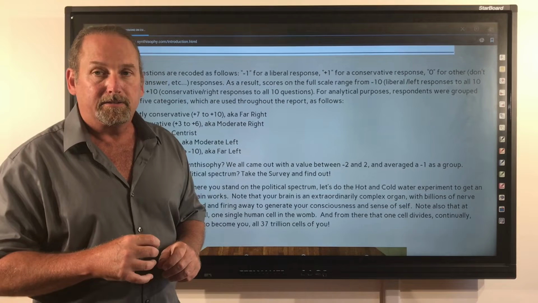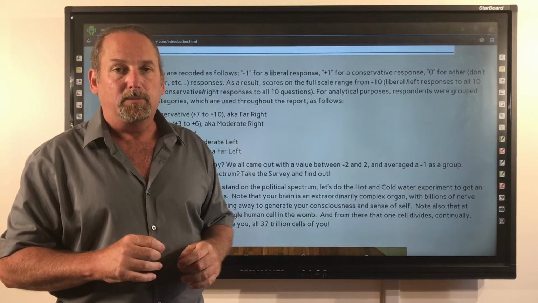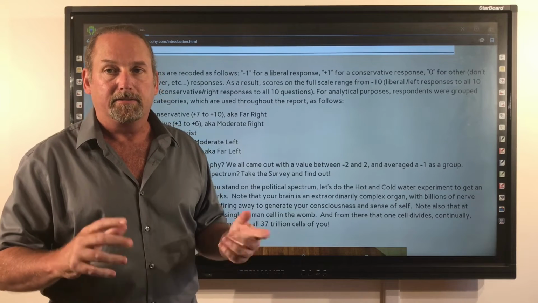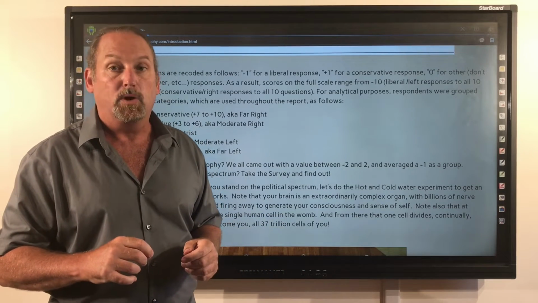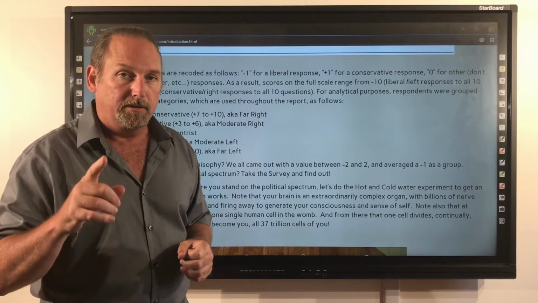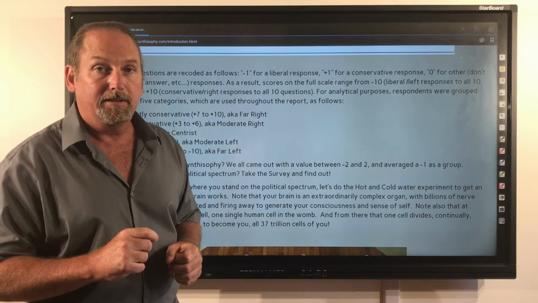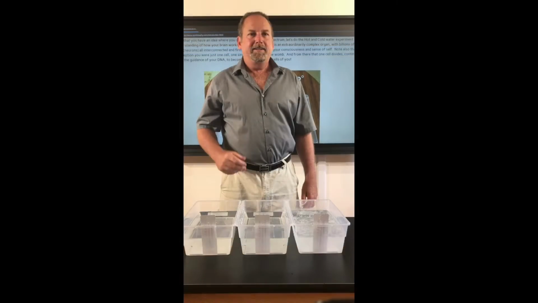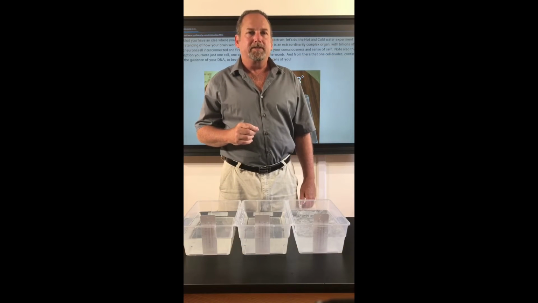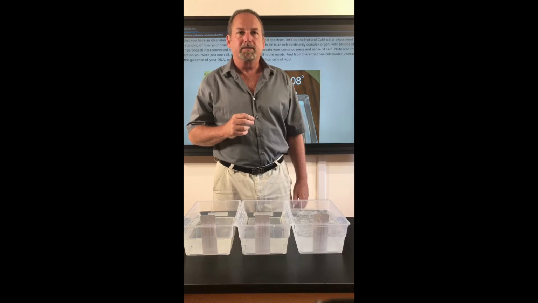How did we all do on the survey here at Synthisophy? We all came out with a value between -2 and +2, and as a group, we averaged -1. The question now is, where do you fall on the political spectrum? Take the survey and find out. Now that you have an idea where you stand on the political spectrum, let's do the hot and cold water molecule experiment to get an understanding of how your brain works.